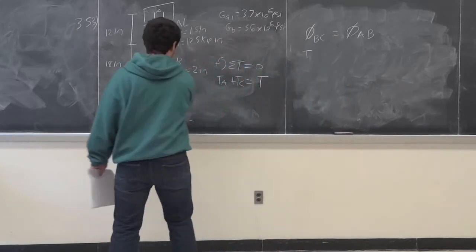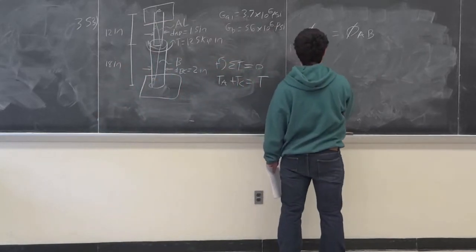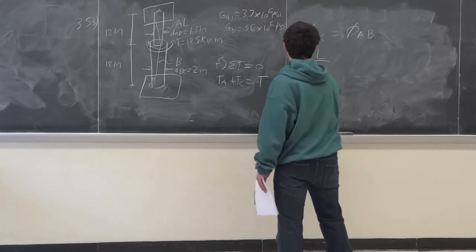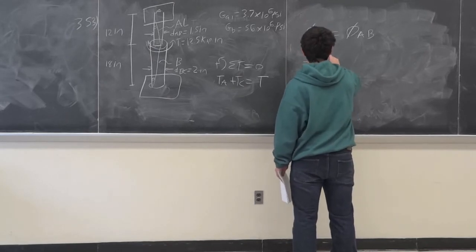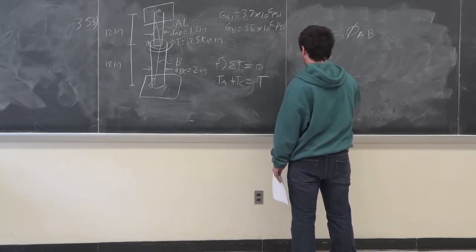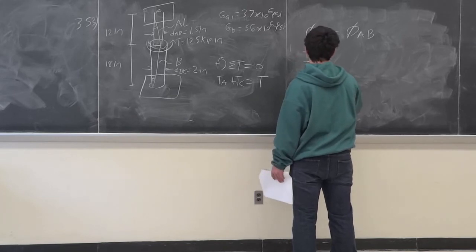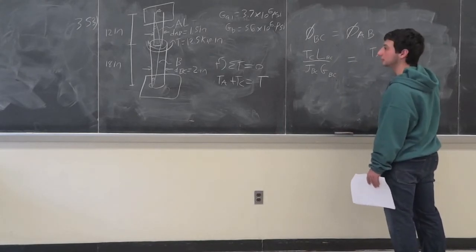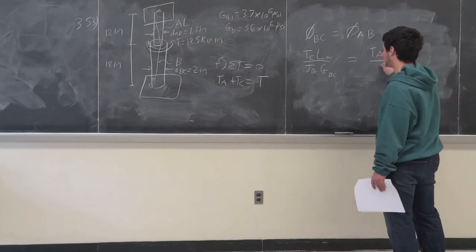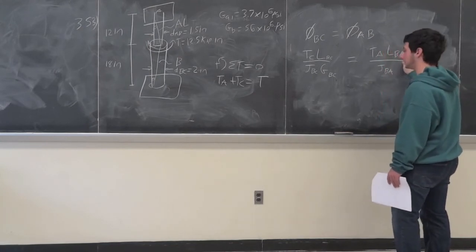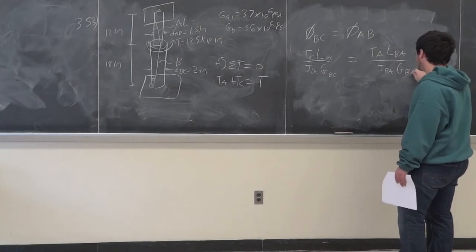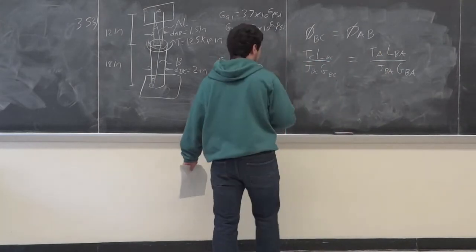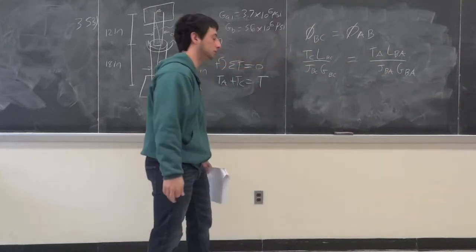So which torque is this? This is torque C. So TC L over J. This is for rod BC, so I'll call this BC, BC, and G for BC. This has to be equal to TA L BA over J BA times G BA. Notice we have TA and TC in this equation. So we have two unknowns, two equations we could solve.